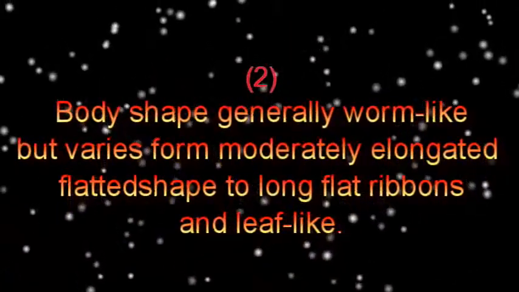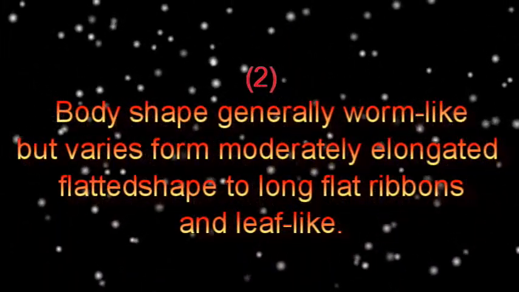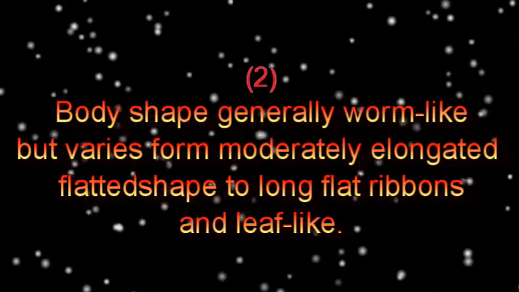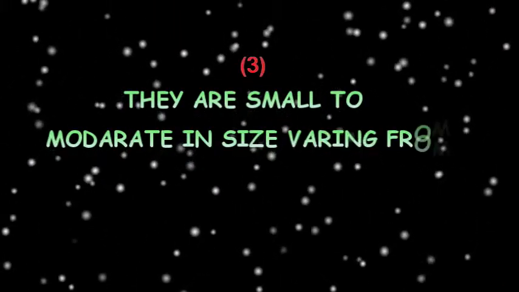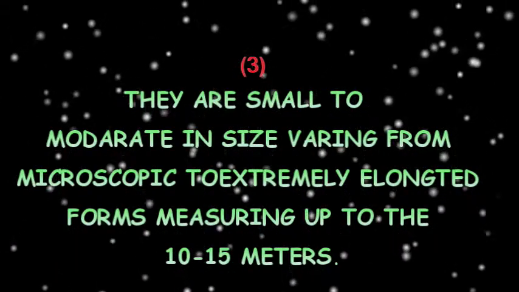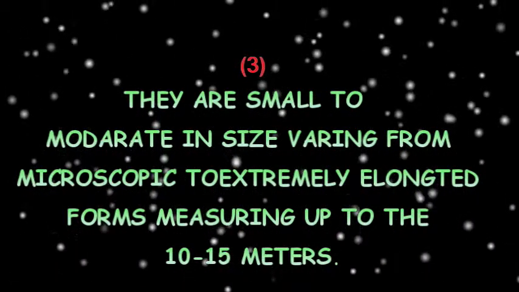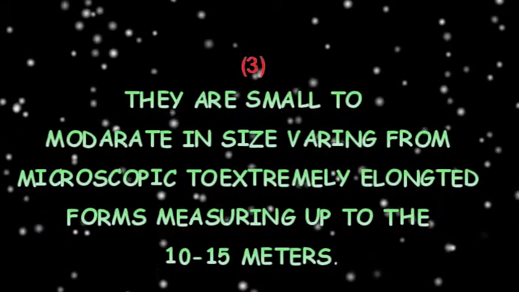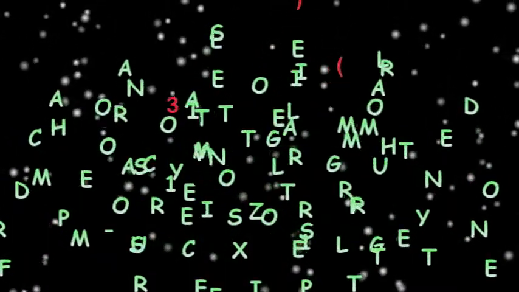Two. Body shape generally worm-like but varies from moderately elongated flattened shape to long flat ribbons and leaf-like. Three. The flatworms are small to moderate in size, varying from microscopic to extremely elongated forms measuring up to 10 to 15 meters.